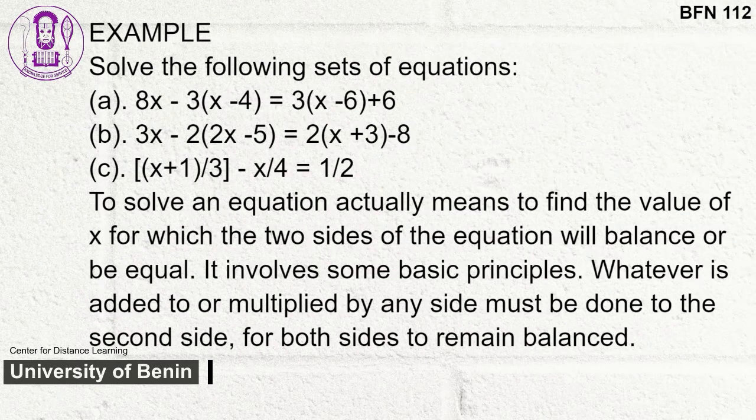Example. Solve the following sets of equations. A. 8x minus 3(x minus 4) equals 3(x minus 6) plus 6. B. 3x minus 2(2x minus 5) equals 2(x plus 3) minus 8. C. (x plus 1) divided by 3, minus x divided by 4, equals 1 divided by 2.